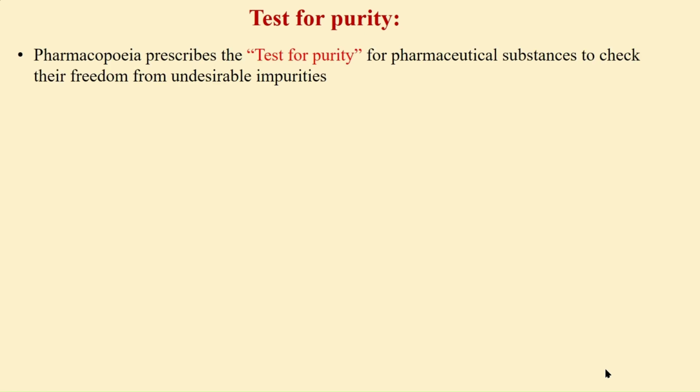Now, to know whether it is within 3% impurity or is it more, whether it is within the limit, to know that we design a test for purity. Pharmacopoeia prescribes tests for purity. What it indicates is how pure it is. We do the test to know the purity of the pharmaceutical substance.